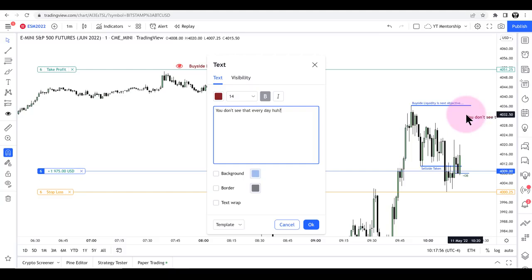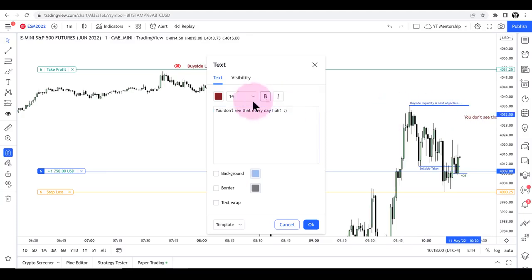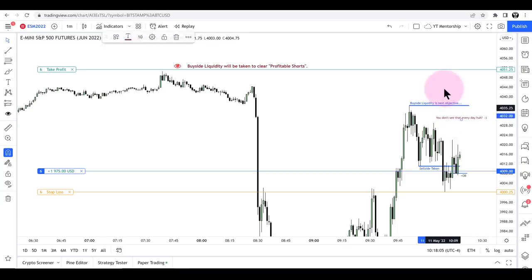Okay, so I'm just being a little facetious here. You don't see that type of stuff called before it happens, that precise. But it's okay. I'm going to give you some more evidence here today.